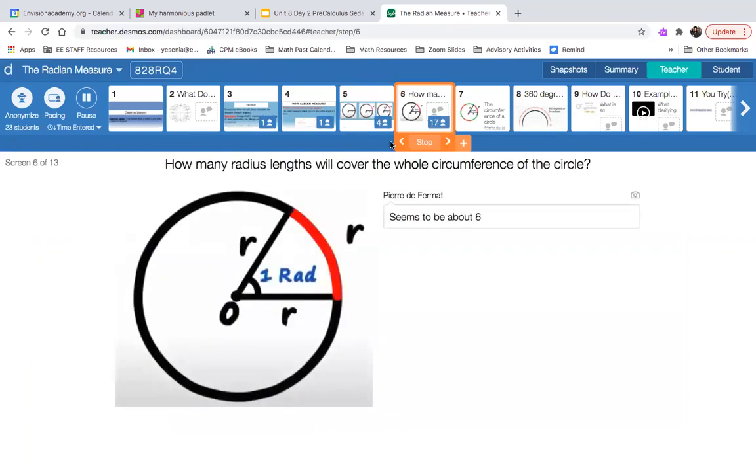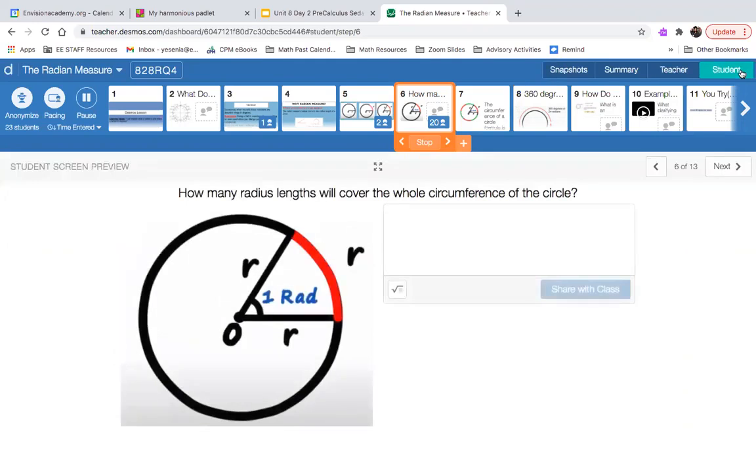Dang, Pierre. How did Pierre already get an answer? Okay, so now that you're on this slide, we're going to go ahead and investigate. How many radius lengths, how many of these segments do you think it'll take to cover this full circle circumference?